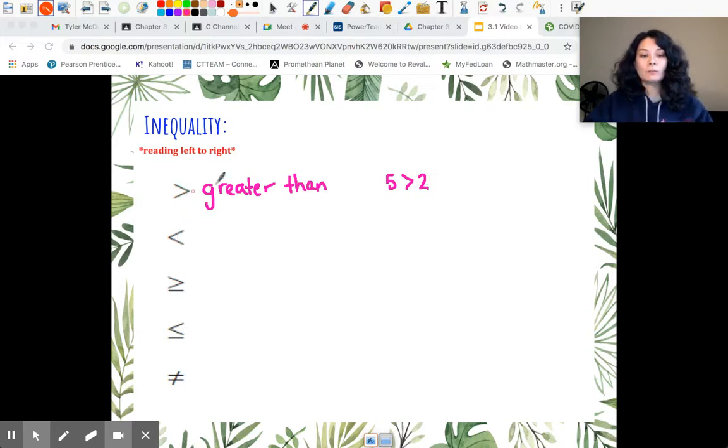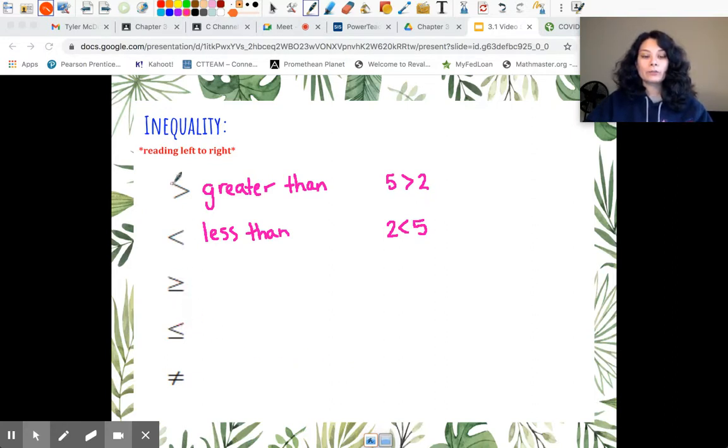Well, if this symbol up here means greater than, you could probably use logic to make an educated guess that this symbol means less than. So let me include an example off to the side here. I can actually rewrite this example, but instead of saying 5 is greater than 2, I can do 2 is less than. I can just copy that symbol. 2 is less than 5.